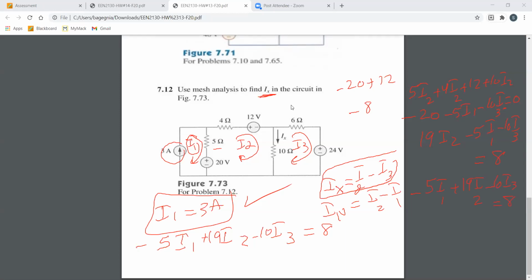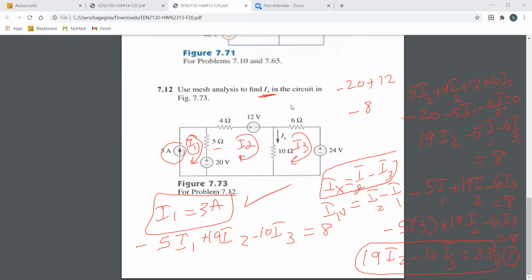Now I1 is given or determined, which is 3 amps. So I can plug in for I1, minus 15 plus 19I2 minus 10I3 equals 8. So negative 15 moves to the other side, it becomes a plus. So it will be 19I2 minus 10I3 equals 8 plus 15, which is 23. You box it and give it a number.